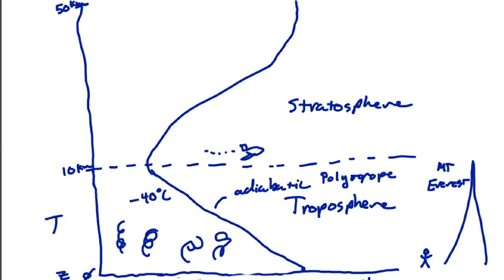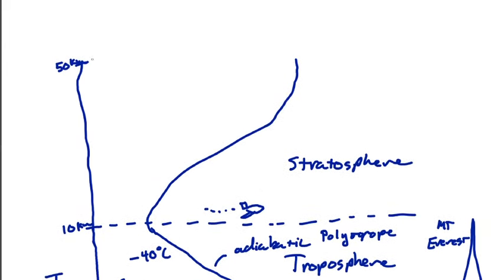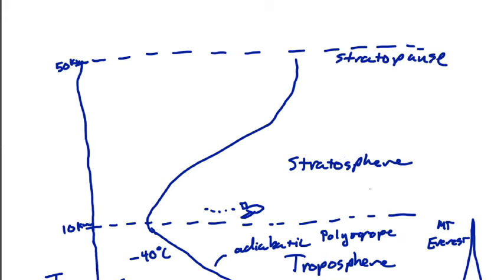As we hit the maximum of warming, we hit what's called the stratopause. This is where we transition from the stratosphere to the next layer up. This marker down here, this layer, this is the tropopause, the place where the troposphere ends and the stratosphere begins.